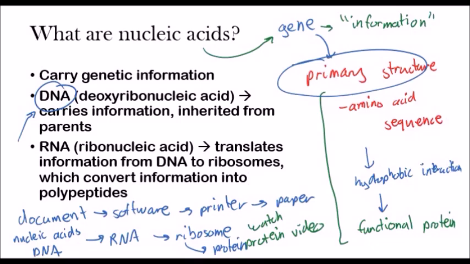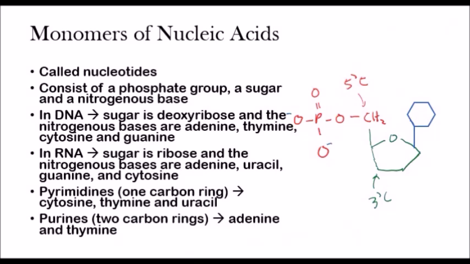Now, let's talk about the monomers for nucleic acids. Just like how all the other biomolecules have monomers, nucleic acids also have monomers. They're called nucleotides. Now, what does a nucleotide consist of? We've talked about functional groups, so it's going to be important that you see this again. We have the phosphate group here. This is a phosphate group if you look here. And then we have that bonded to a sugar here.